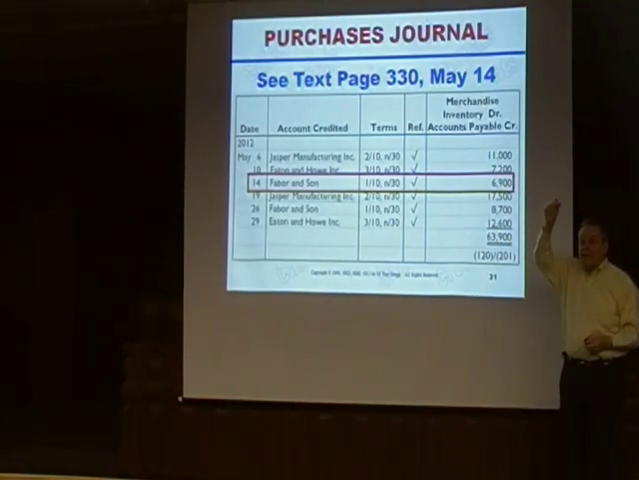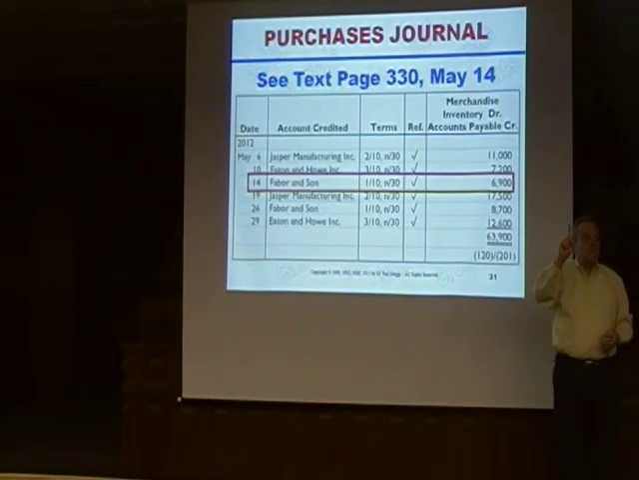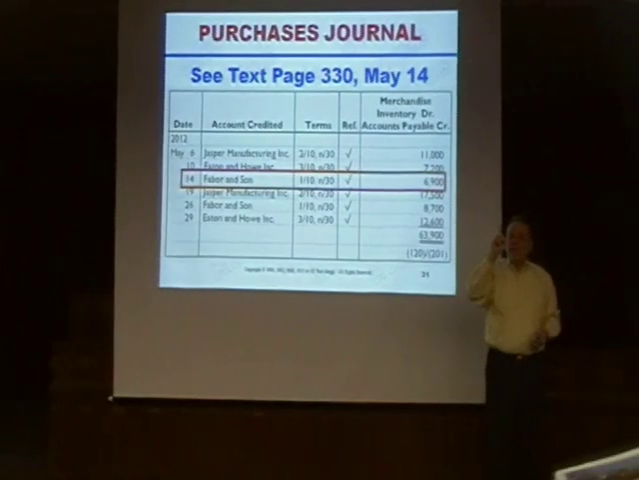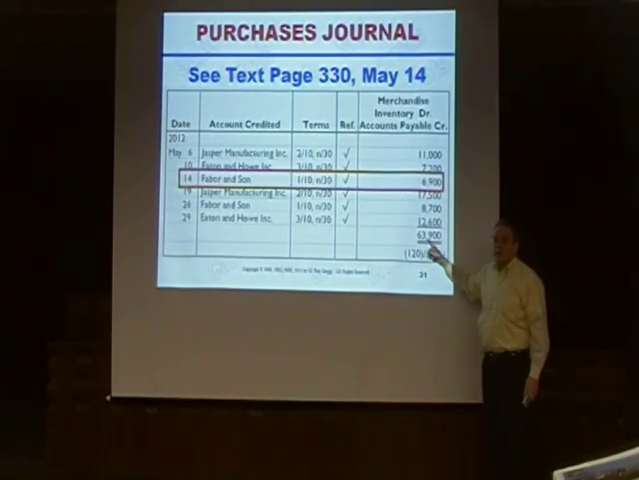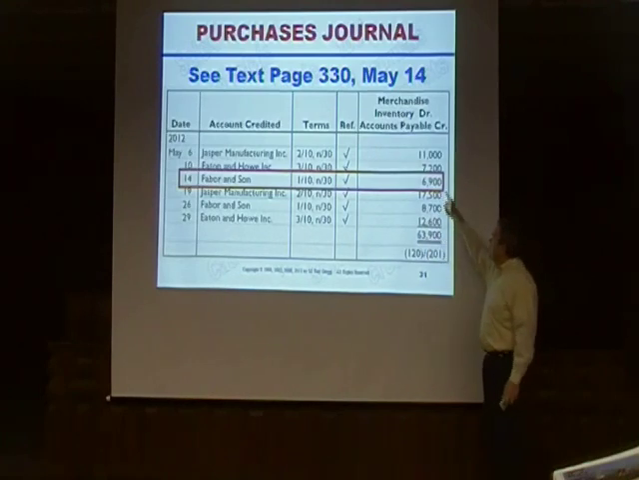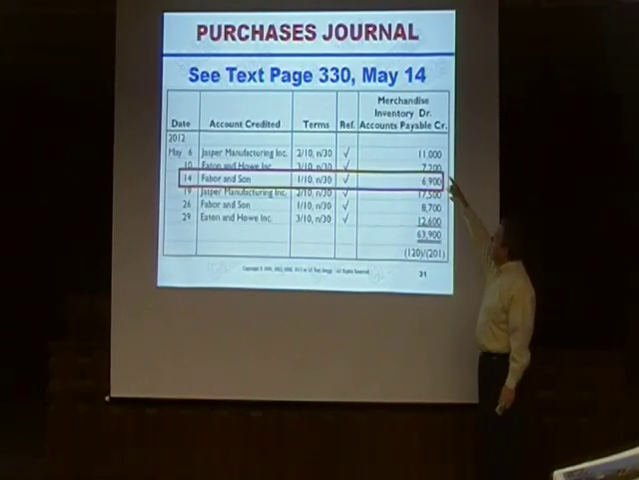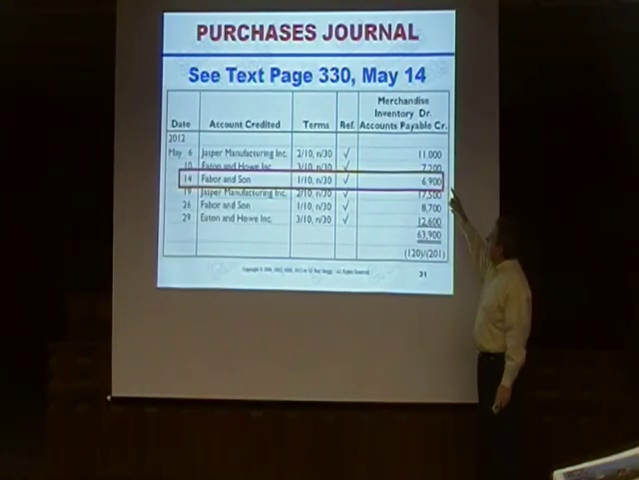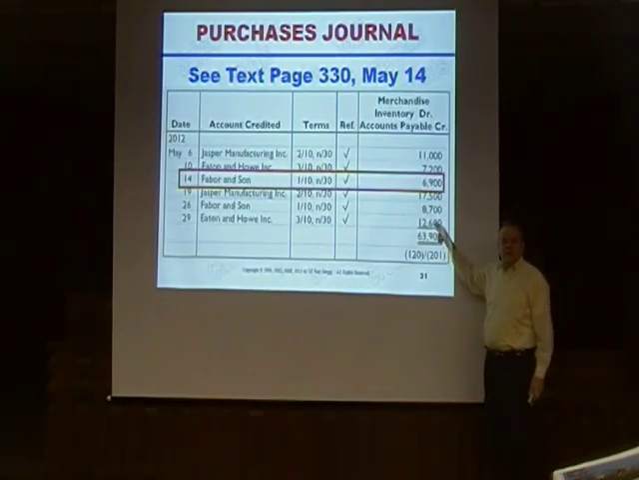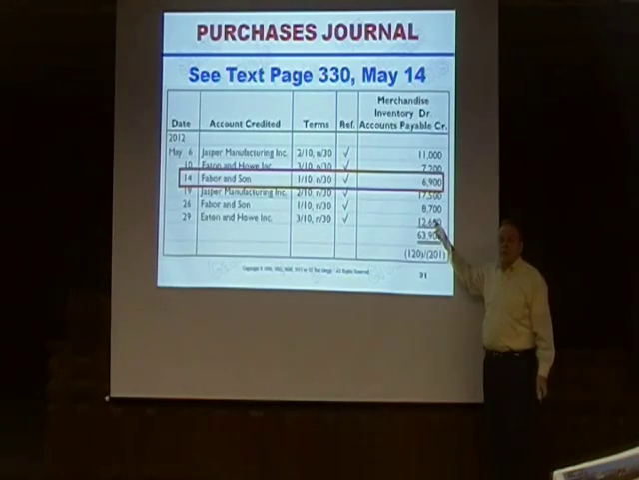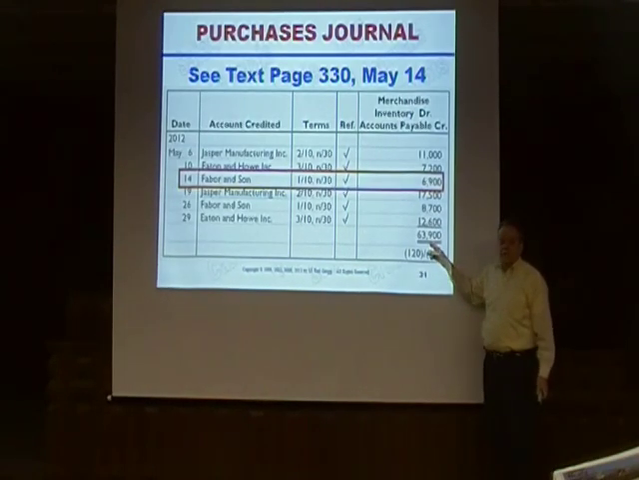Bam, bam, bam. Is that going to be faster? Sure it is. That's going to save us some time. But that's not where the greatest time saving occurs. At the end of the month, you're going to sum this. And instead of posting each of these twice, as a debit and a credit, as a debit and a credit, as a debit and a credit, are you with me here? 2, 4, 6, 8, 10, 12 postings in a short little example are going to be posted once.